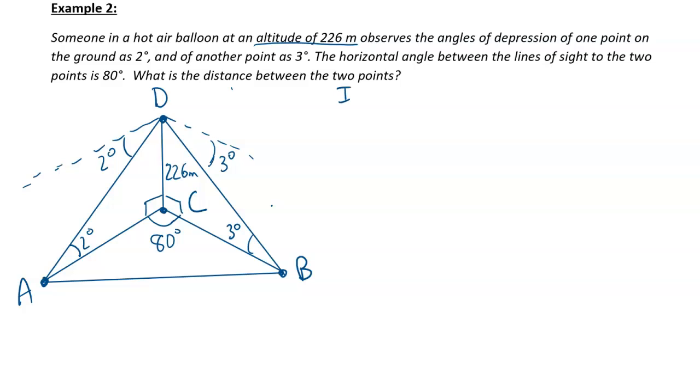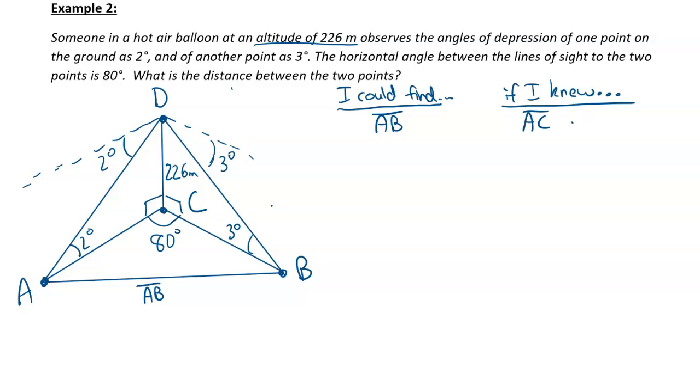Just like before, I'm going to say I could find, and if I knew. The first thing we want to identify is what we're trying to actually solve. We're trying to find the distance from A to B, so that's length AB. I could find the length AB if I knew a couple of things here. I know the angle that's opposite it, so if I knew side AC and side BC, then I would know side, angle, side, giving us SAS, and so we can use the cosine law to solve that.